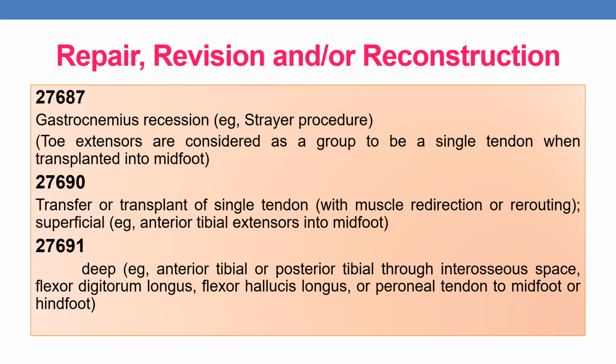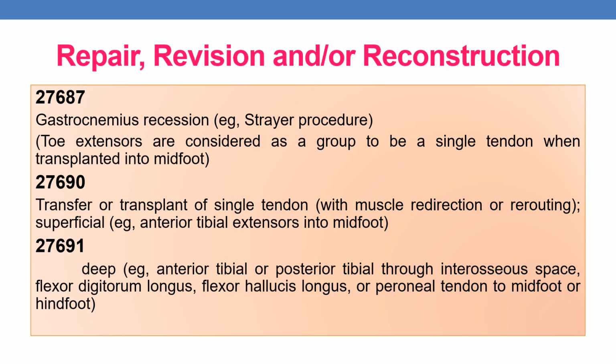Toe extensors are considered as a group to be a single tendon when transplanted into midfoot. When you are coding this procedure, you have to keep in mind that toe extensors are considered as a group to be a single tendon when transplanted into midfoot. The next CPT is 27690. It deals with transfer or transplant of single tendon with muscle redirection or rerouting, superficial. For example, anterior tibial extensors into midfoot.